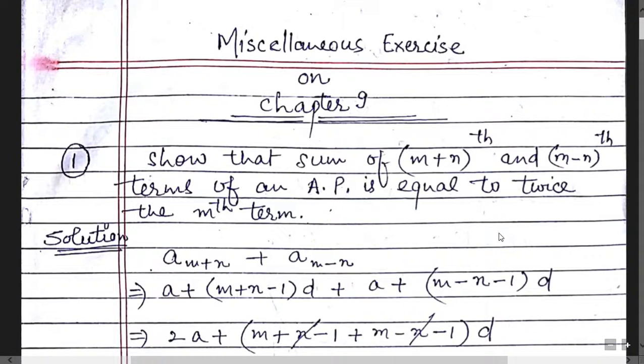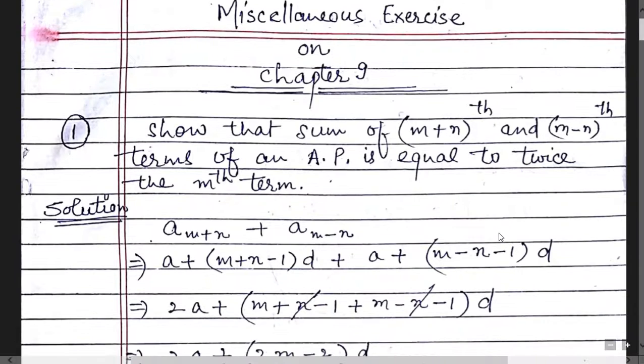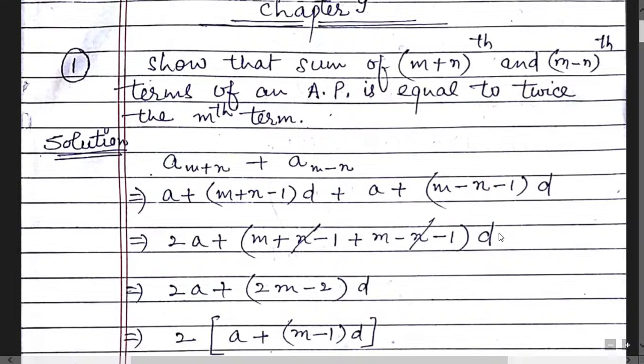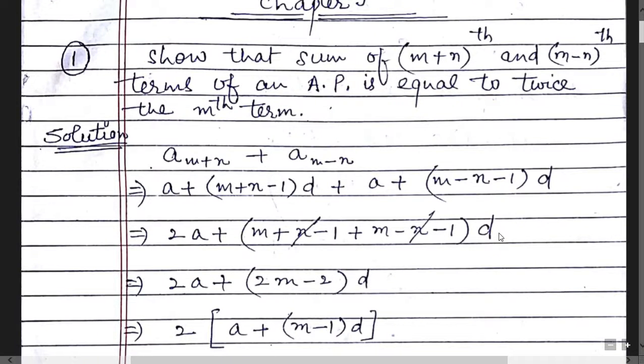Let us start miscellaneous exercise of chapter 9. Hope you remember about the formulae of arithmetic progression and geometric progression. First question is, show that sum of m plus nth and m minus nth terms of an AP is equal to twice the mth term.